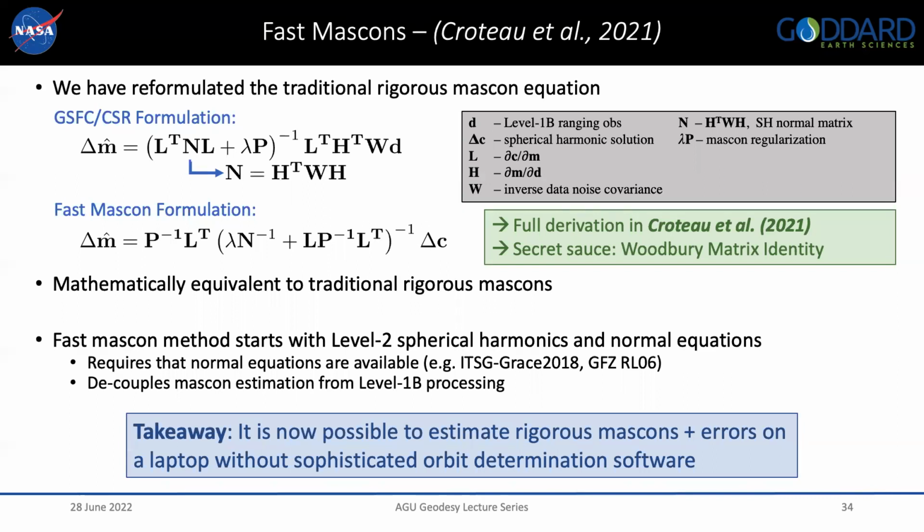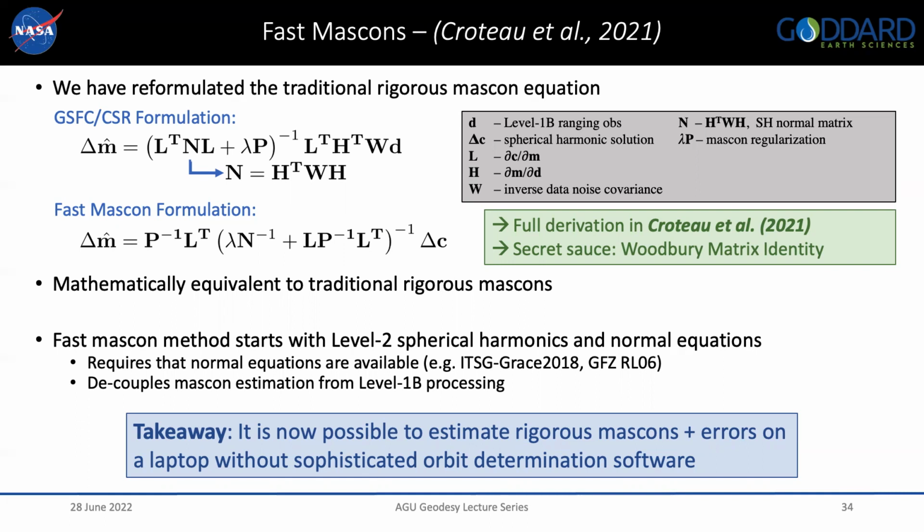I know this is probably one of the more dense slides in terms of equations, but really the key breakthrough here was in how we define these mascons. When we defined fast mascons, we took our original rigorous mascon estimation equations, the same equations that both Goddard and CSR use to express their mascons, the ones that relate mascons through that spherical term I talked about. And we were able to reformulate them in order to express mascons in terms of the level 2 solution and their normal equations, which is not normally something people use, rather than the level 1b ranging observations themselves.